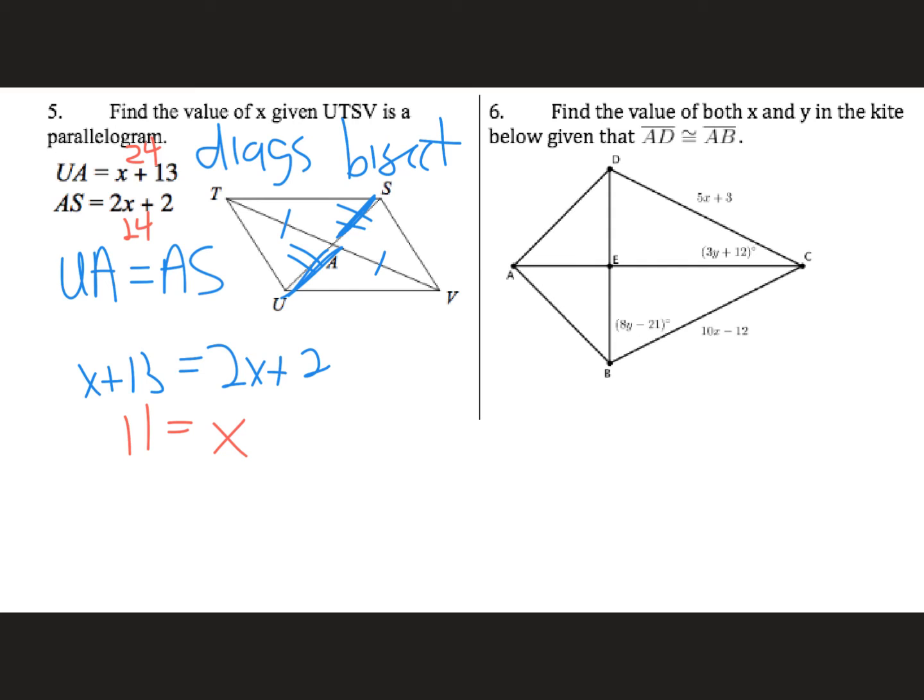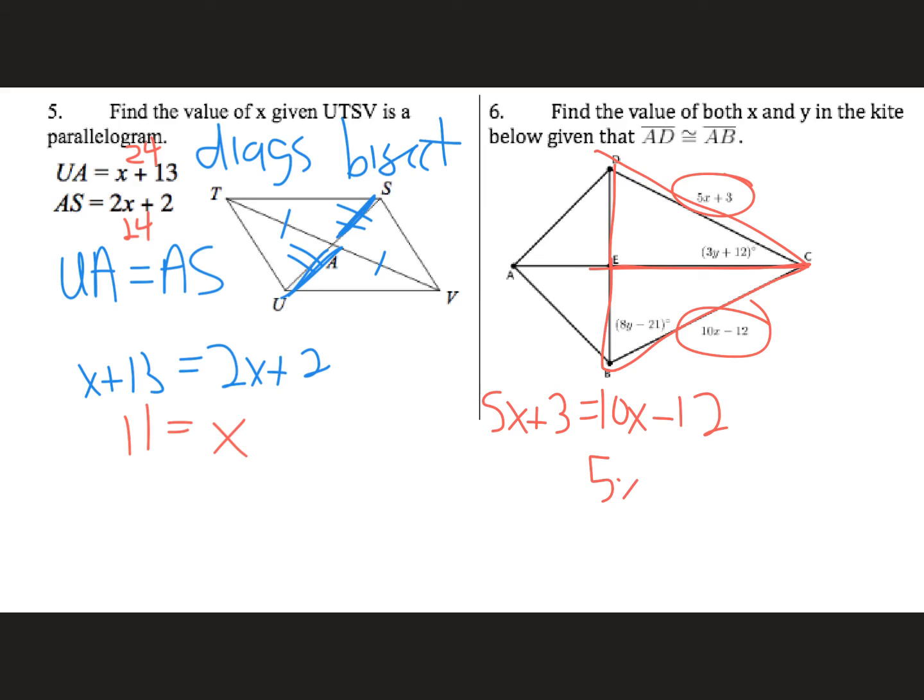Ooh, a kite. Okay, so in a kite, this triangle and this triangle are the same. These legs are the same. So that means 5x plus 3 equals 10x minus 12. We're going to subtract 5x from both sides, add 12 to both sides, and then divide by 5. And then, for angle stuff, these are right angles. And since those triangles are the same, I could put 8y minus 21 right up there.